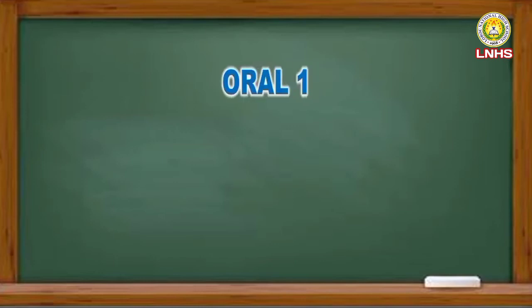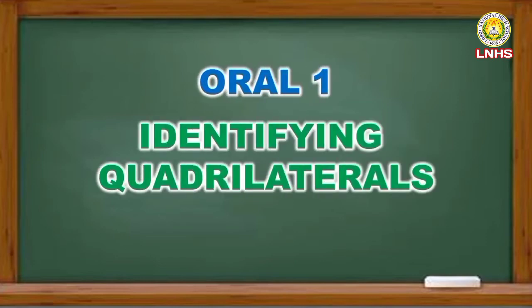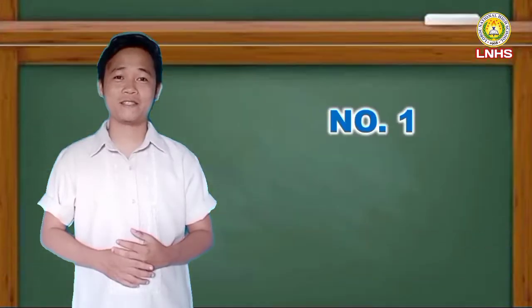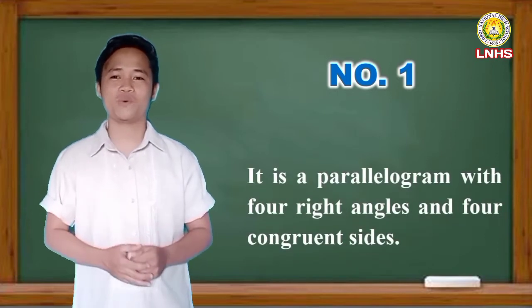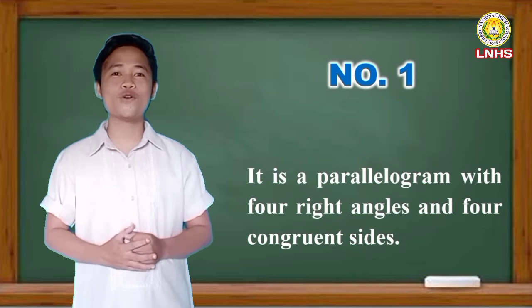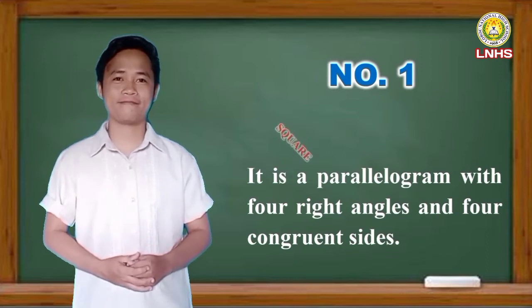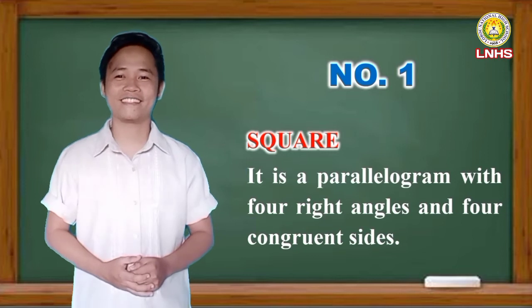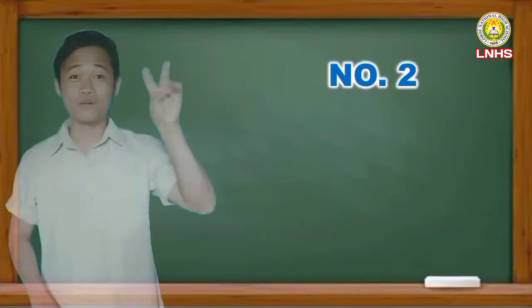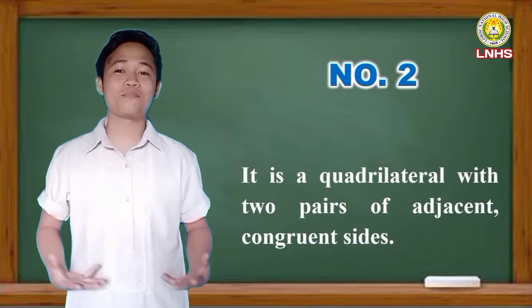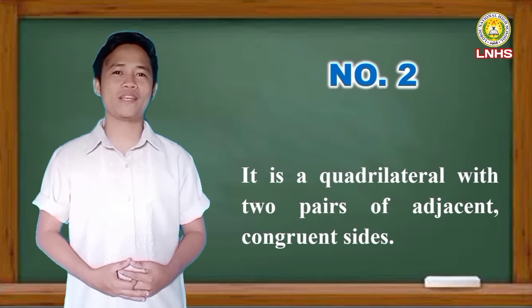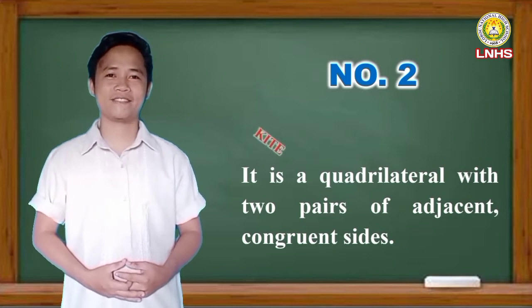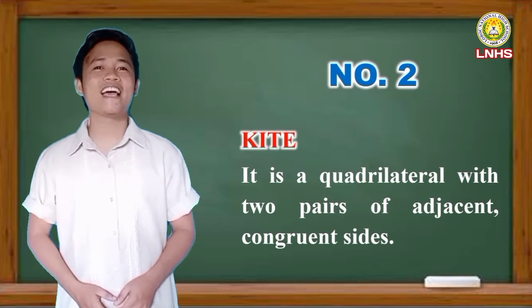Now, we have oral number 1, identifying quadrilaterals. So we have number 1. It is a parallelogram with 4 right angles and 4 congruent sides. Correct. Square. Number 2. It is a quadrilateral with 2 pairs of adjacent and congruent sides. Correct. The answer is kite.